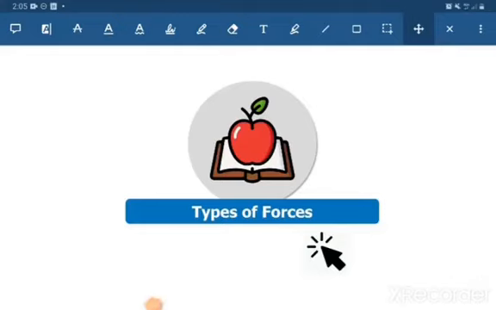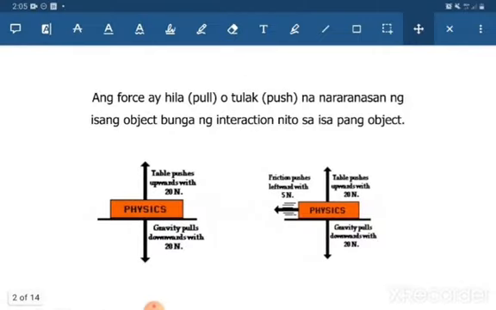Okay, in this module, we're going to talk about types of forces. So first one, let's give a definition of force. Nung bata tayo, laging sinasabi sa atin that force is either a push or a pull, which is actually an incomplete definition. Kasi yung push or pull na yon ay nangyari lang because yung object na pinag-uusapan natin ay nagkaroon ng interaction with another object.